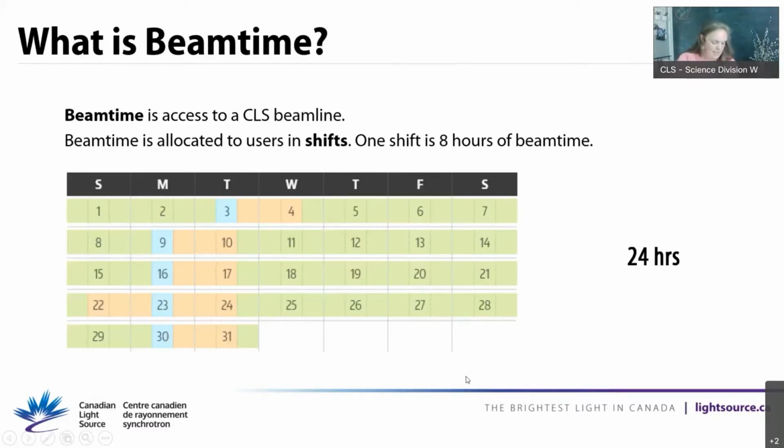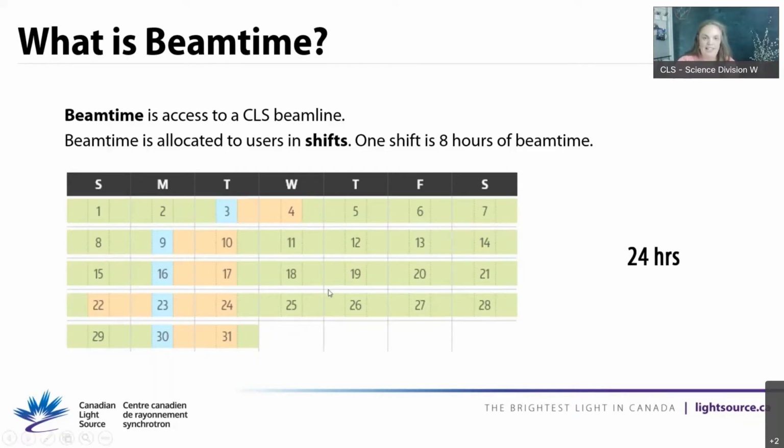So what is Beamtime? Beamtime is a word that's part of the normal vernacular at the CLS, and it just means access to a CLS beamline. And a beamline is a specific set of equipment designed to do a specific type of experiment with synchrotron light. So Beamtime is allocated in 8-hour increments that are called shifts, and we schedule Beamtime in 6-month cycles.